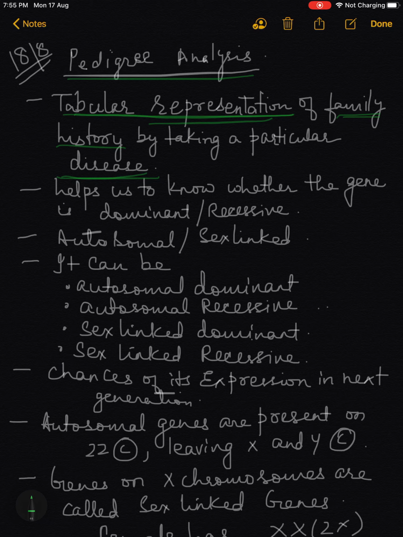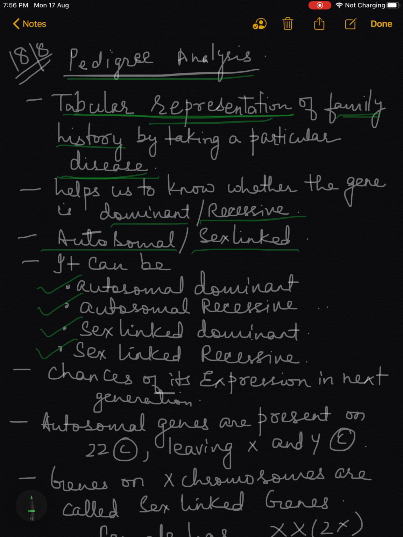It helps us to know whether the gene is dominant or recessive. It also helps us to know whether the gene is autosomal, that is transferred through the autosomes, or whether it is transferred through sex-linked chromosomes. So the disease or the trait can be either autosomal dominant, autosomal recessive, sex-linked dominant, or sex-linked recessive.